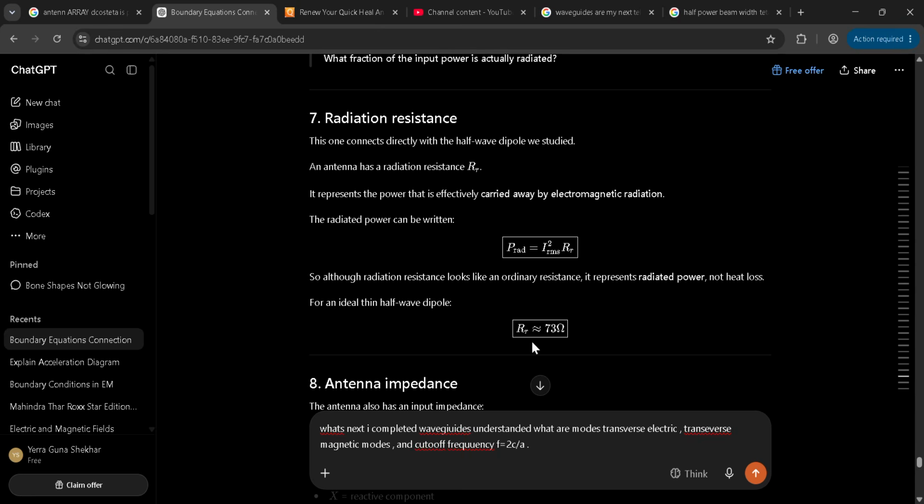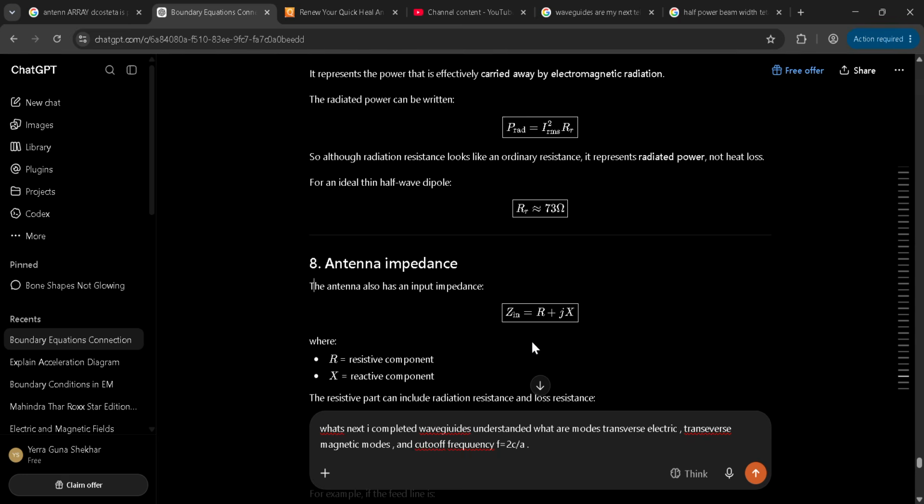Also, radiation resistance looks like an ordinary resistance, but represents radiated power. So, it is a part of the radiated power, right? Radiation resistance is a part of the radiated power, not heat loss. For an ideal thin half-wave dipole, R equals 73 ohms. So, this is not heat loss. This is the radiation voltage drop.